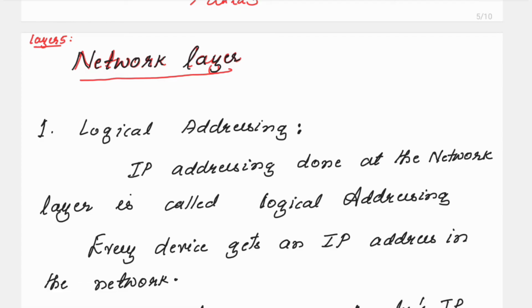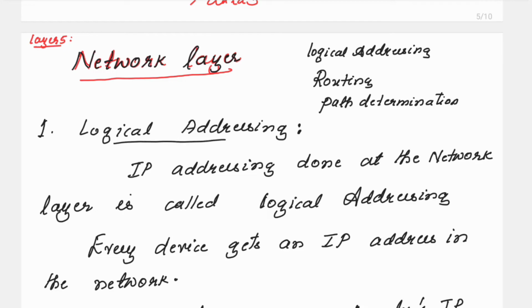So what are the different functions that are being carried out at the network layer? There are 3 major functions carried out at the network layer. The first one is the logical addressing. The second one is the routing, path determination.